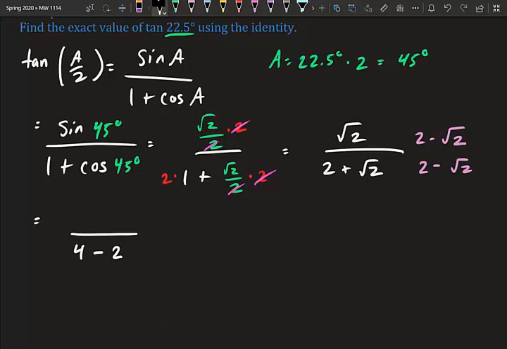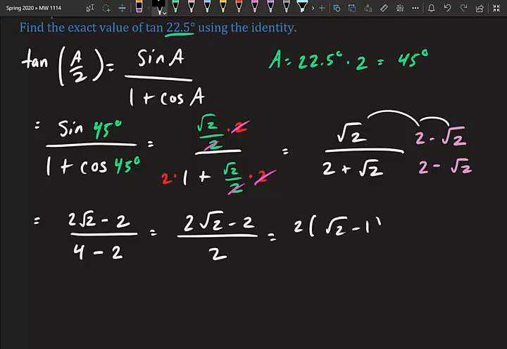And then on top, we still have to distribute. So we have 2 square root of 2 minus 2. Keep simplifying as much as we can. So we have 2 square root of 2 minus 2 over 2. We can take a GCF out. So the top has 2 in common. We can cancel out these 2's right here. So our final answer is square root of 2 minus 1.